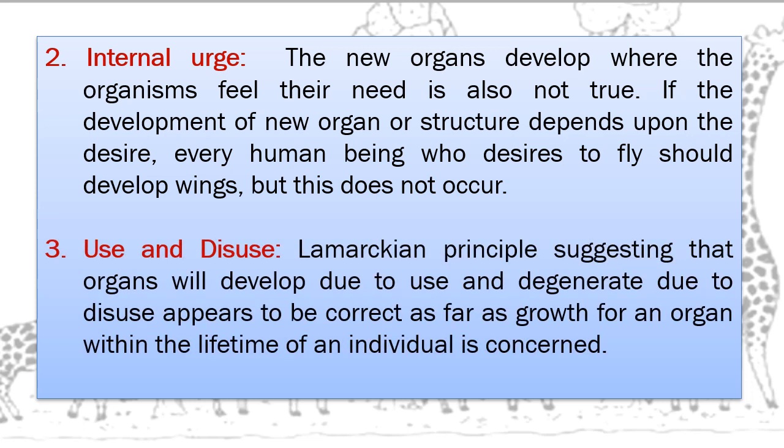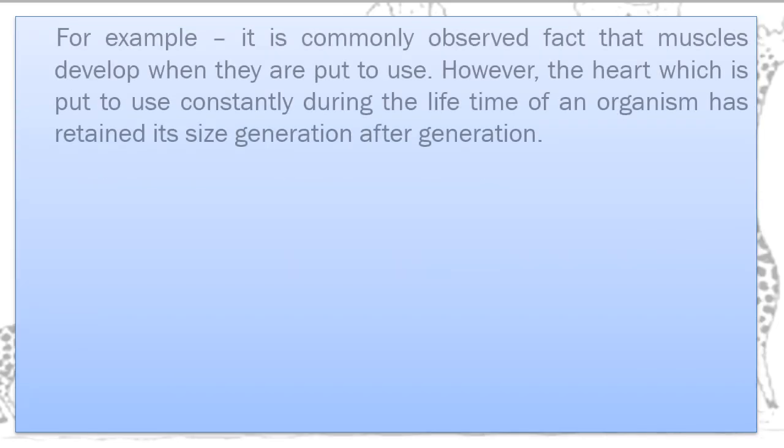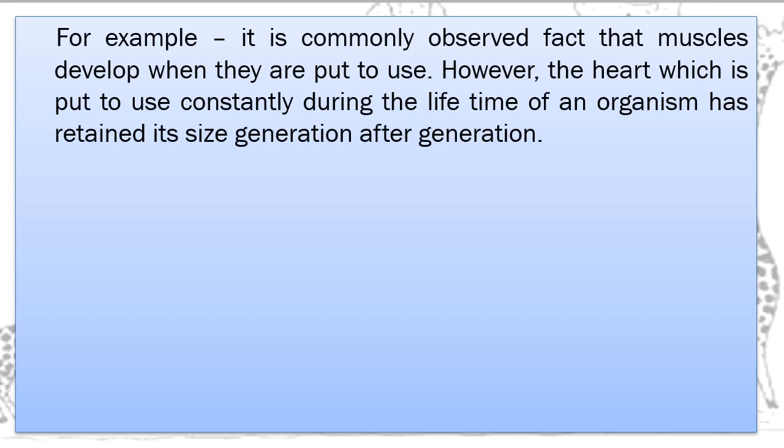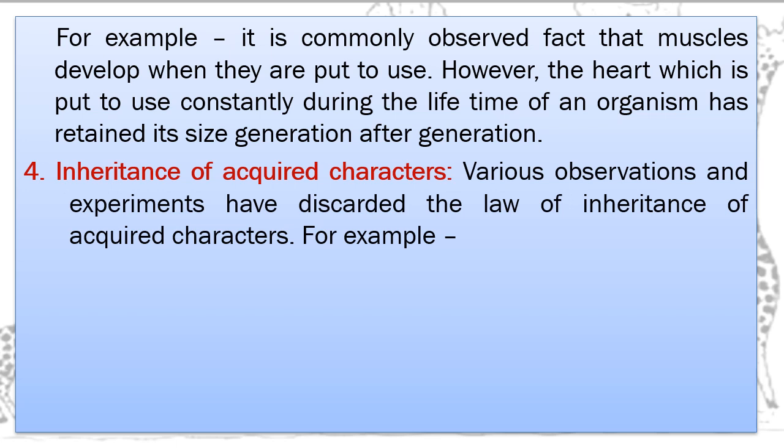Next is use and disuse. The Lamarckian principle suggesting that organs will develop due to use and degenerate due to disuse appears to be correct as far as growth of an organ within the lifetime of an individual is concerned. For example, it is a commonly observed fact that muscles develop when they are put to use. However, the heart, which is put to use constantly during the lifetime of an organism, has retained its size generation after generation.